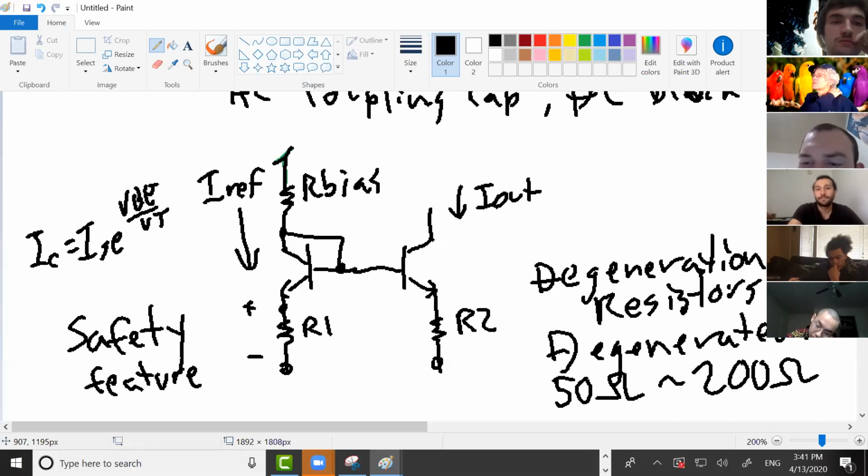Is that okay, how it works as this little safety feature again? And it's pluses and minuses.